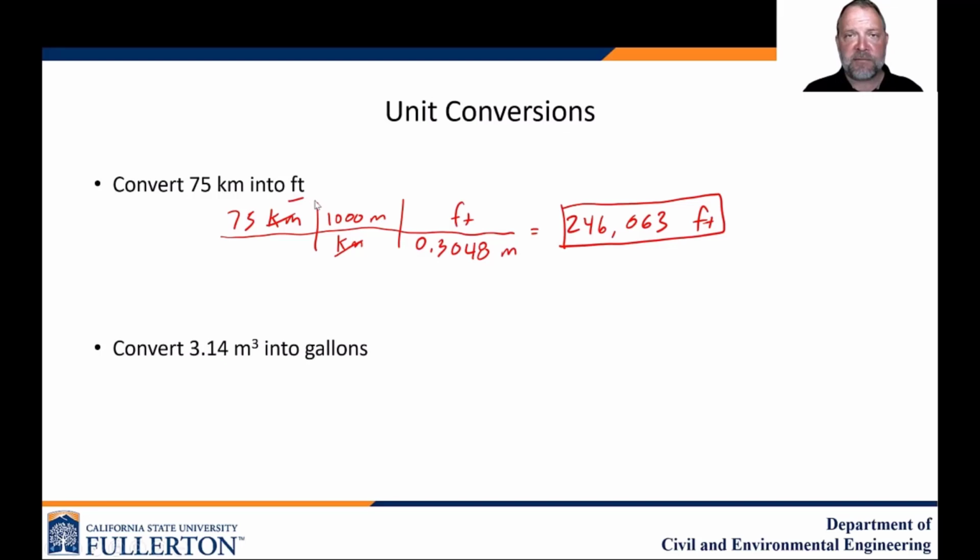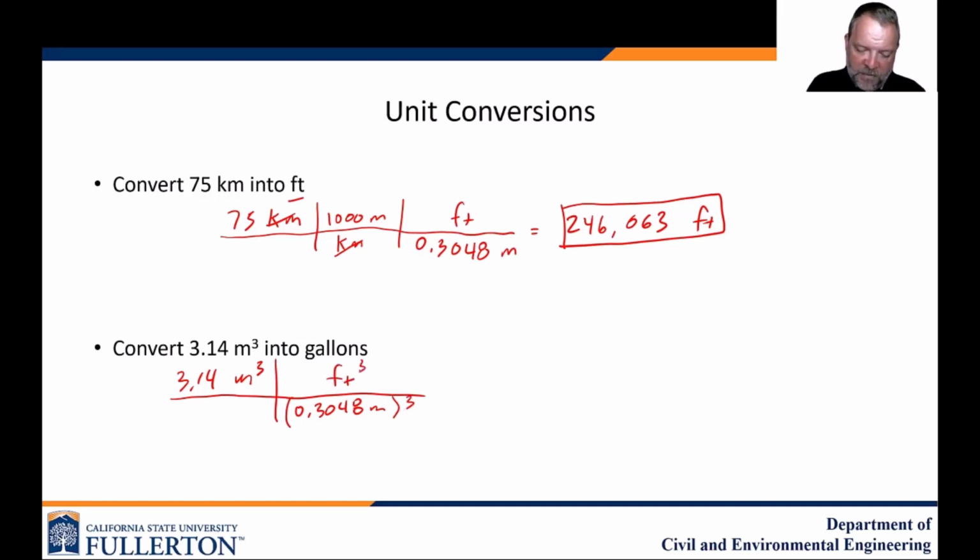Next, I want to convert 3.14 cubic meters into gallons. So I start with what I know. I know I have 3.14 cubic meters, pi cubic meters. Use units that I already know, 0.3048 meters cubed this time, in a foot cubed. So I know the conversion between, and you could even say it's 0.3048 meters per foot, and then cube that. I know 7.481 gallons in a cubic foot.